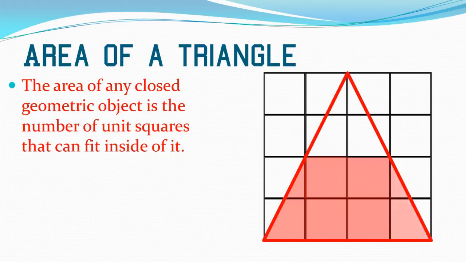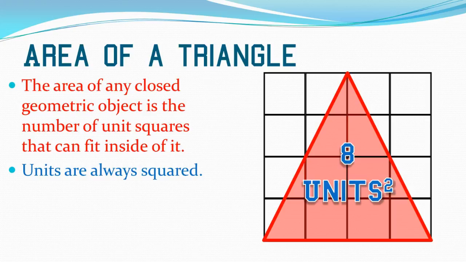I can do the same thing on the opposite side. That's 6, 7, and 8 units. So we would say that this is 8 units squared. The unit for area is always squared. So if it's feet, it's feet squared. If it's inches, inches squared. If it's centimeters, centimeters squared.